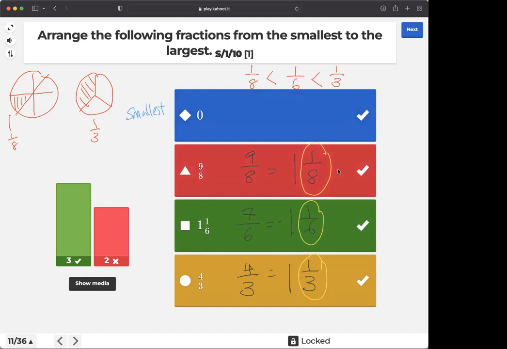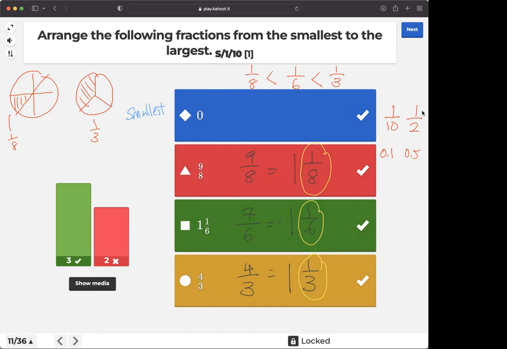Okay, so in this case, it will be in this order. 0 is the smallest because it's 0. Then 1 and 1 over 8, then 1 over 6, then 1 over 3. If you cannot remember, ask yourself, which is smaller, 1 over 10 or 1 over 2? Obviously, you can tell, right? This is 0.1, this is 0.5. The bigger denominator gives you a smaller size, even though the top is the same.